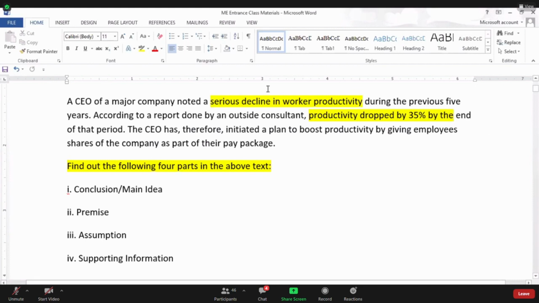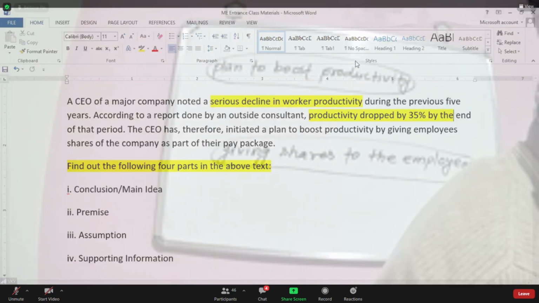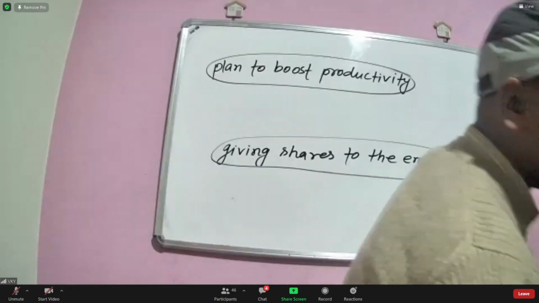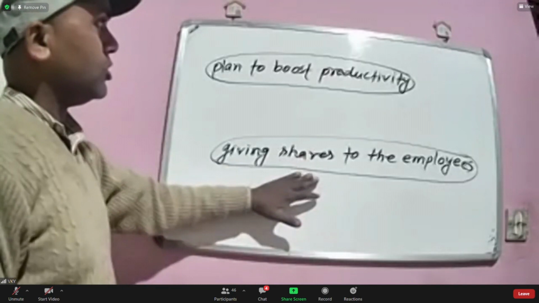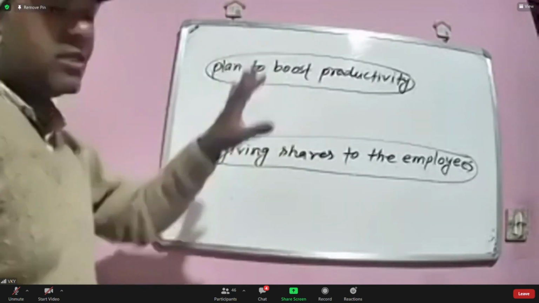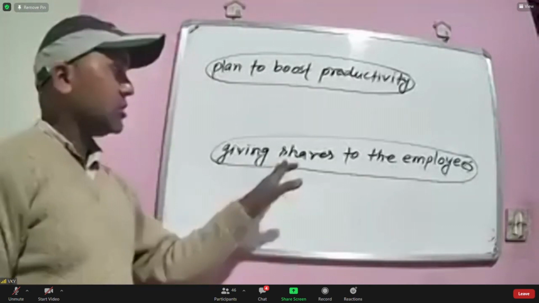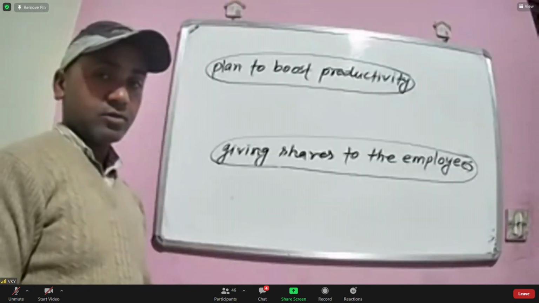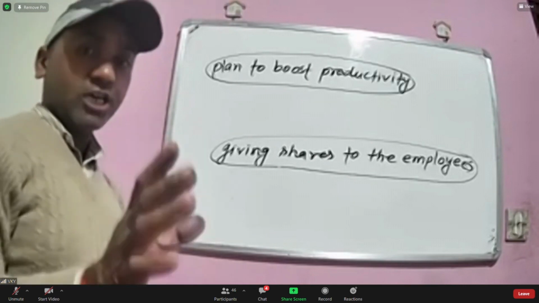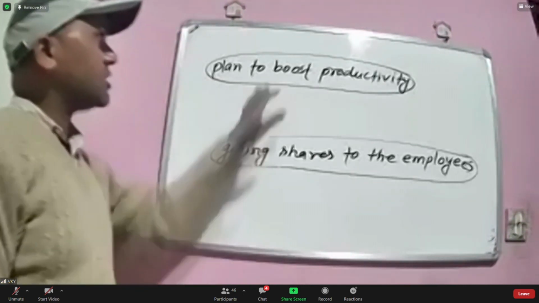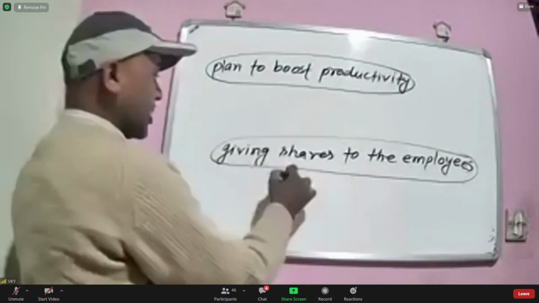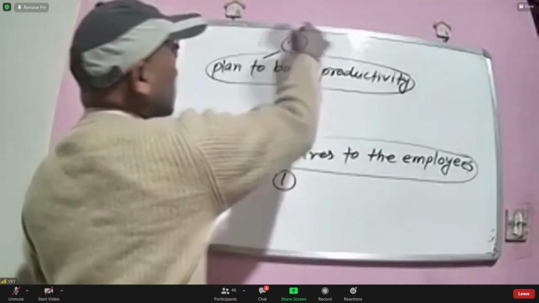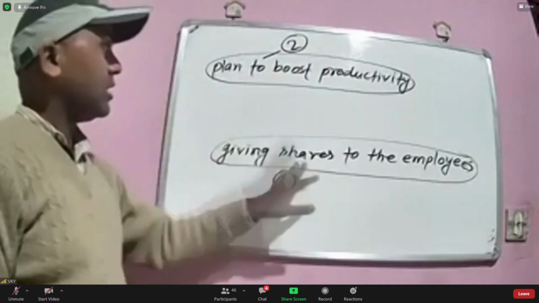Now look at the board. Here, plan to boost productivity, giving shares to the employees. So out of these two ideas, which comes first? Logically, this comes first or this comes first? The second one comes first. So this is number one, and this is number two.